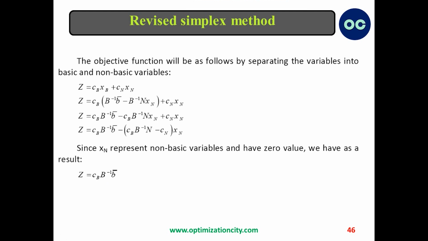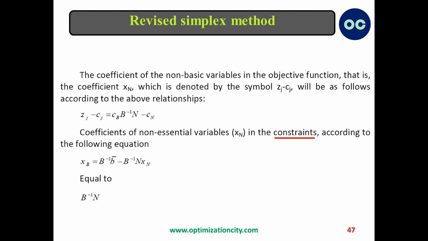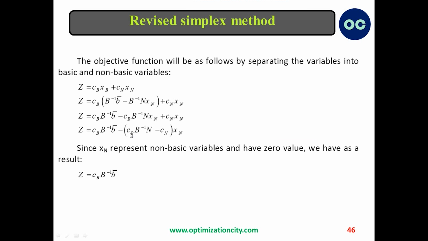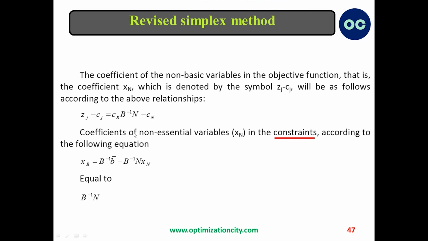Using the above relationship, the coefficient of the non-basic variable xn in the objective function is expressed as follows. This is the coefficient of the non-basic variable, and we define it here. The coefficient of the non-basic variable xn in the constraint can be determined as follows. So this is the coefficient of the non-basic variable in the constraint.